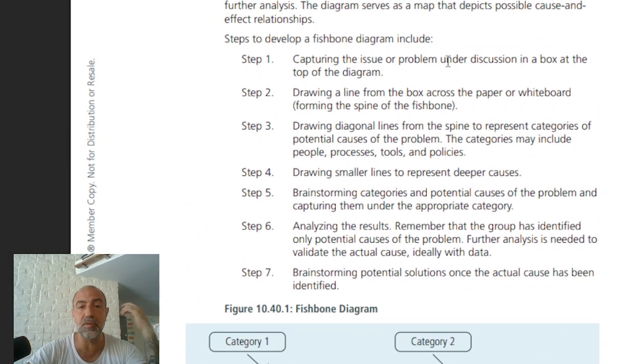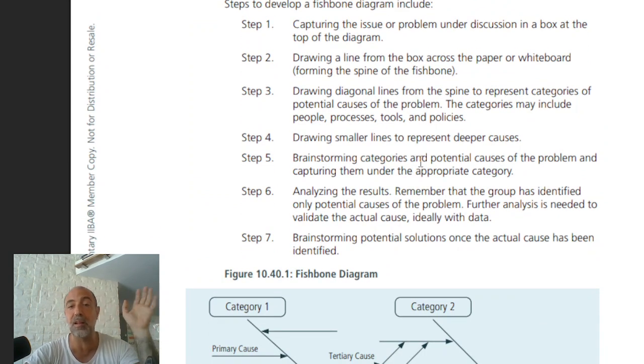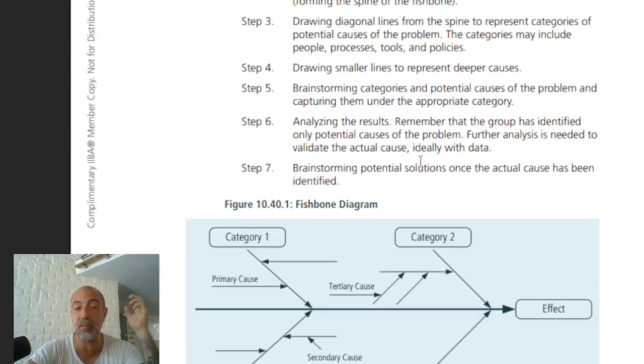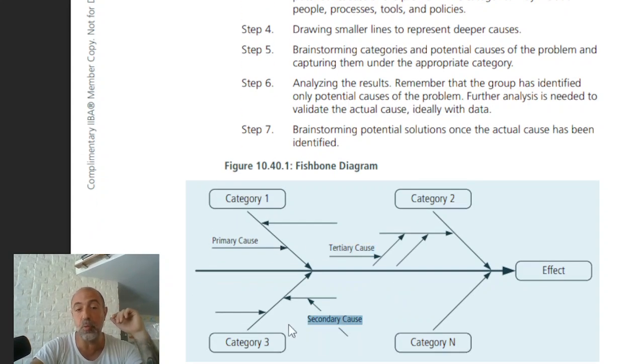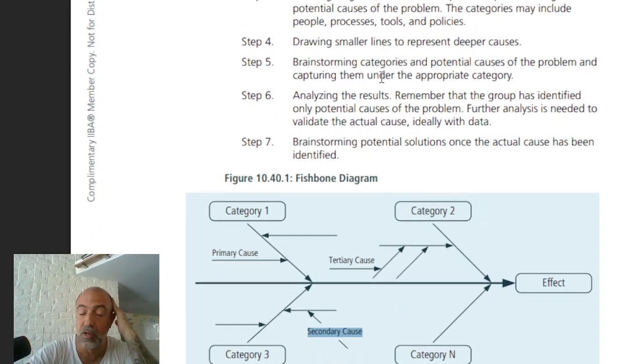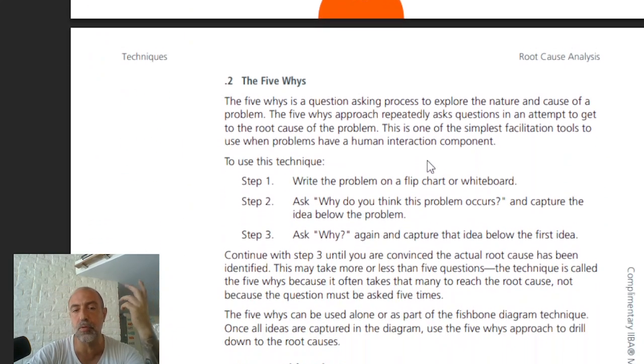Right, so you're taking steps. The first thing you do is capture an issue. You're drawing a line from the issue. You're drawing diagonal lines to create the whole connection. Smaller lines where the issue expands, which are these ones, right? Each one of these primary causes, secondary causes, tertiary causes is contributing in each category. And then brainstorming categories in order to understand where these fit. Analyzing the results with the group and brainstorming for potential solutions.